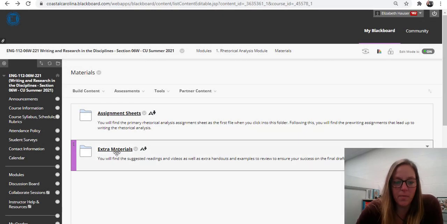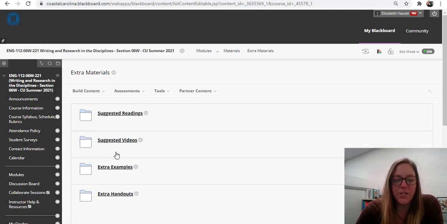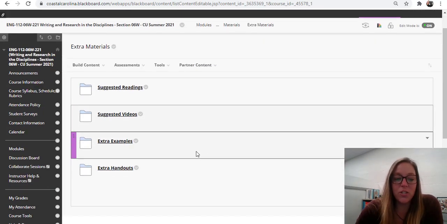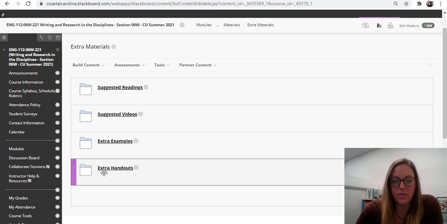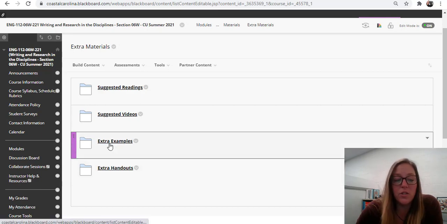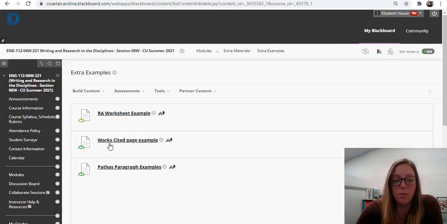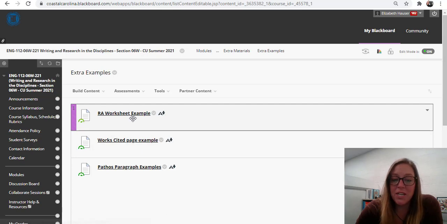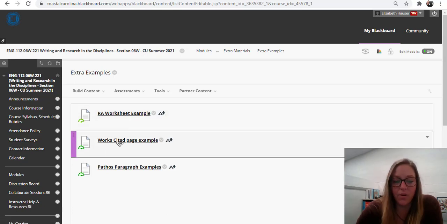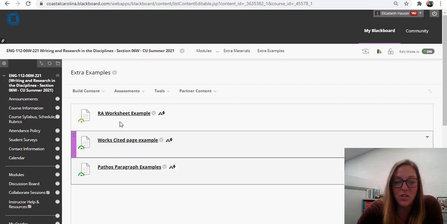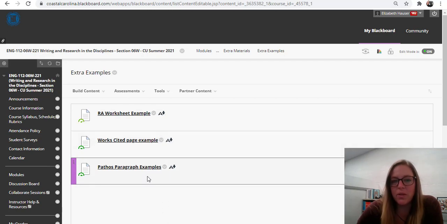A few other things I want to mention. If you look into the extra materials folder, I have extra examples and extra handouts in here. I encourage you to especially look at these extra examples. There's a RA worksheet example, so it tells you how to complete the worksheet. I have a works cited page example, so the formatting for your works cited page should look like this one. I have pathos paragraph examples because students tend to struggle the most with that paragraph.